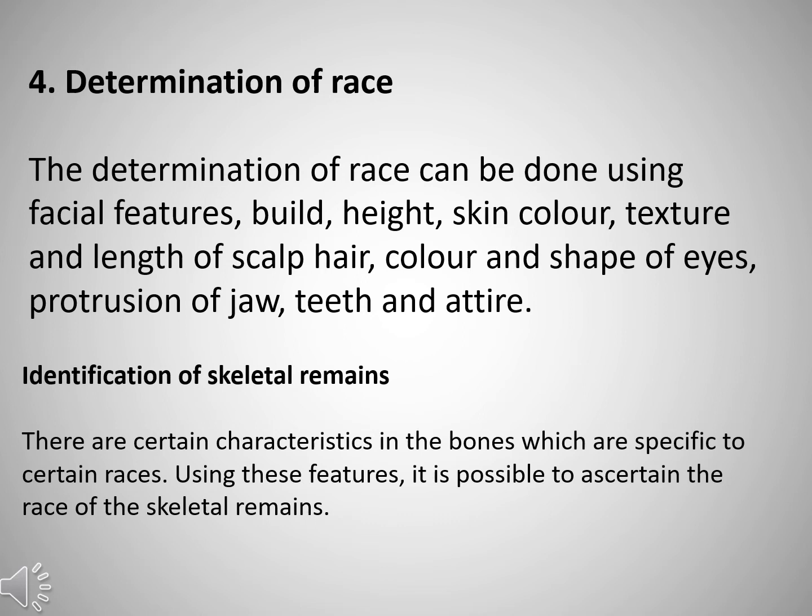The determination of race can be done using facial features, build, height, skin color, texture, and the length of scalp hair, color and shape of eyes, protrusion of jaw, teeth, and attire. When we use the identification of skeletal remains, there are certain characteristics in the bones which are specific to certain races. Using these features, it is possible to ascertain the race of the skeletal remains.